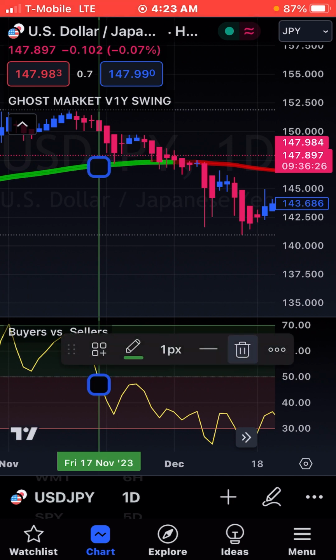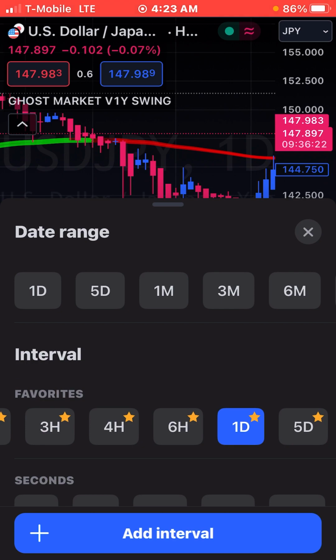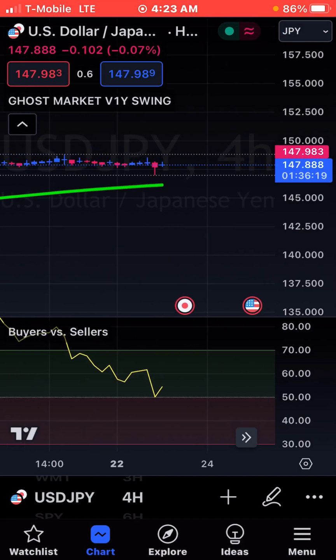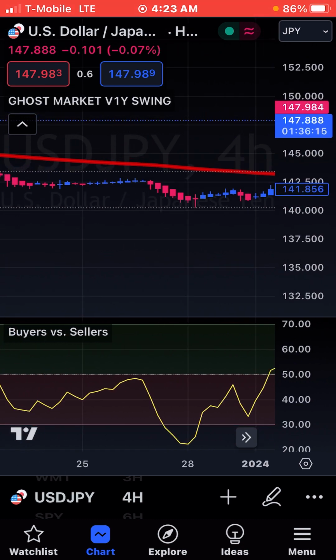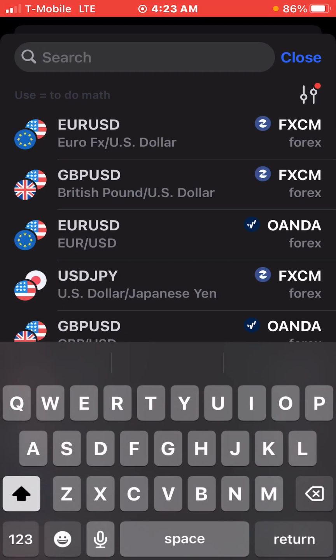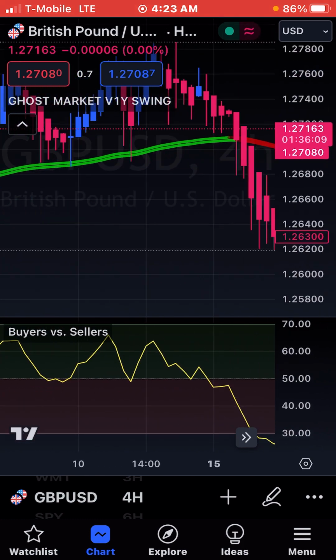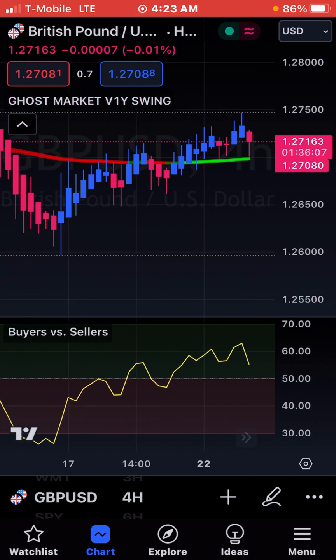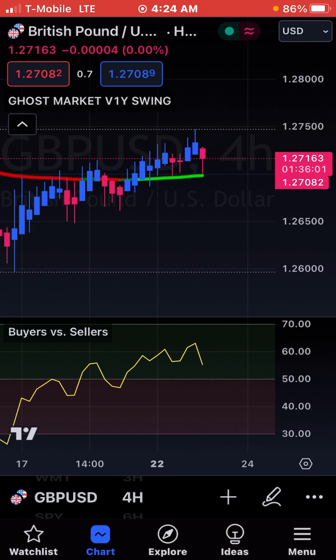So let's just go to a smaller time frame here. Let's go down to a 4-hour. And let's go look at a different Forex pair. Let's go look at the British pound. Now, if you do this on the 4-hour, which is kind of the average time frame that a lot of people like trading with, you'll still probably be holding your trade for a while, but not as long as the day.